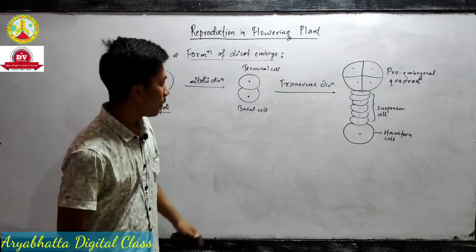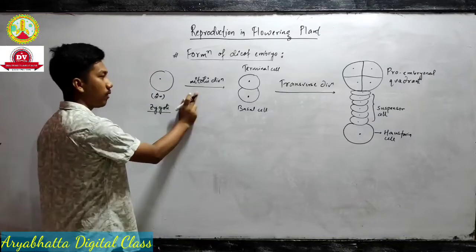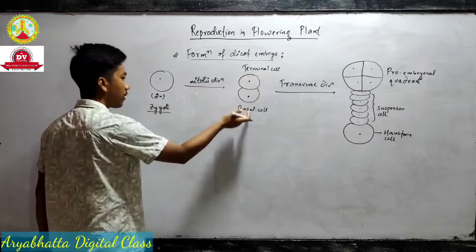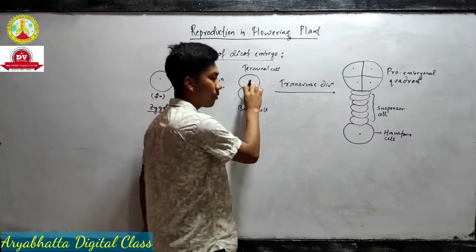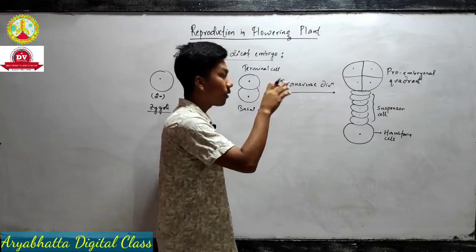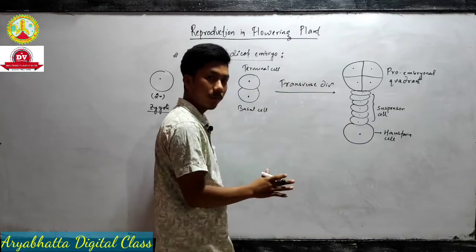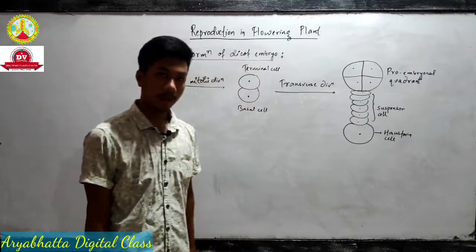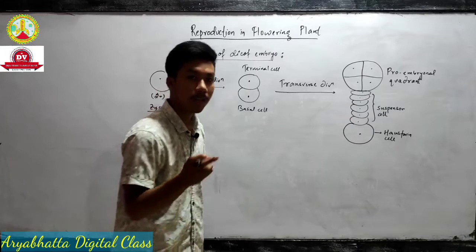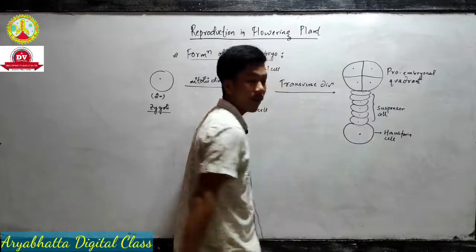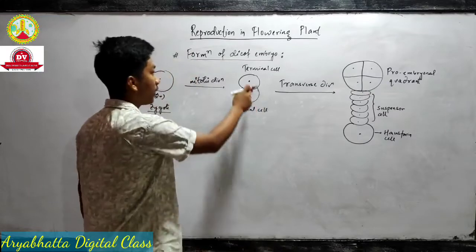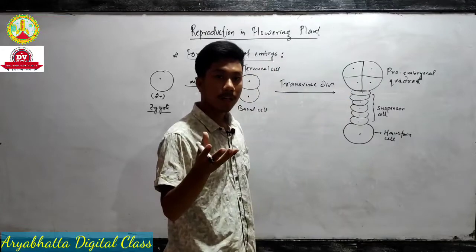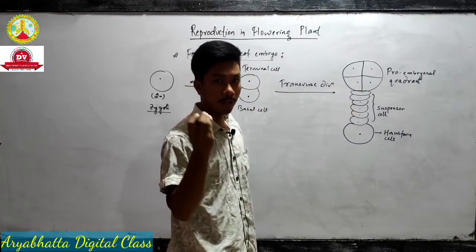Okay, understood? What happened? The zygote undergoes mitotic division and forms two cells attached together. The upper cell is known as terminal cell and the lower cell is known as basal cell. Those two cells again undergo mitotic division known as transverse division, and the basal cell will form a long group of cells known as suspensor cells, and towards the end point of the suspensor cells, the haustorial cell is produced. And the terminal cell, after transverse division, will form a group of four cells attached together known as pro-embryonal quadrant.